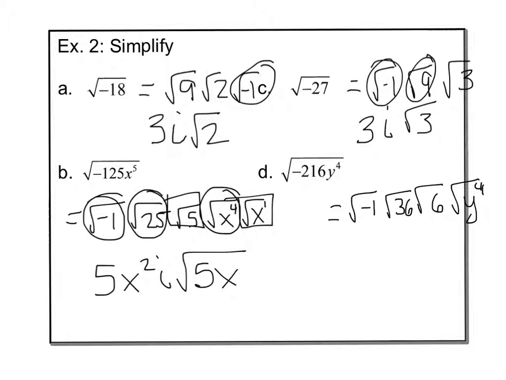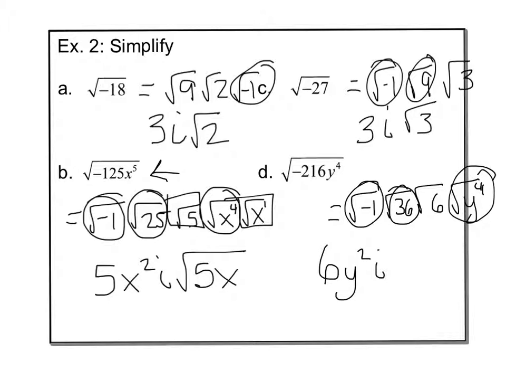Over here, 5 is not a perfect square. That's why we had to change the 5, but 4 is a perfect square. So we're going to write down, starting with the square root of 36, which is 6, followed by the square root of y to the 4th, which is y squared, followed by our imaginary number, which is i, and then the square root of 6, which remains under the square root sign.